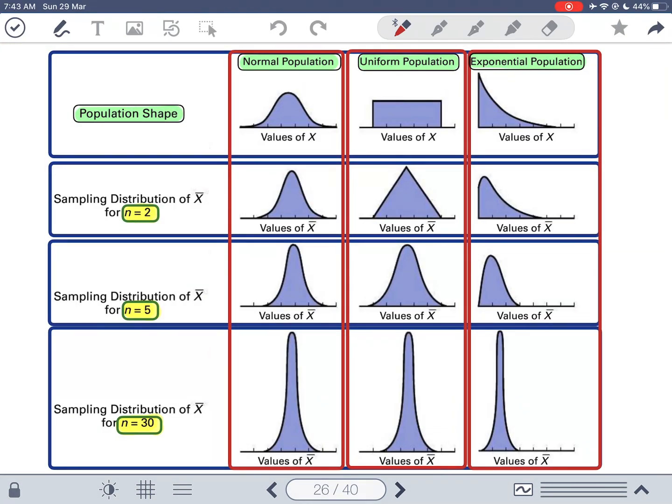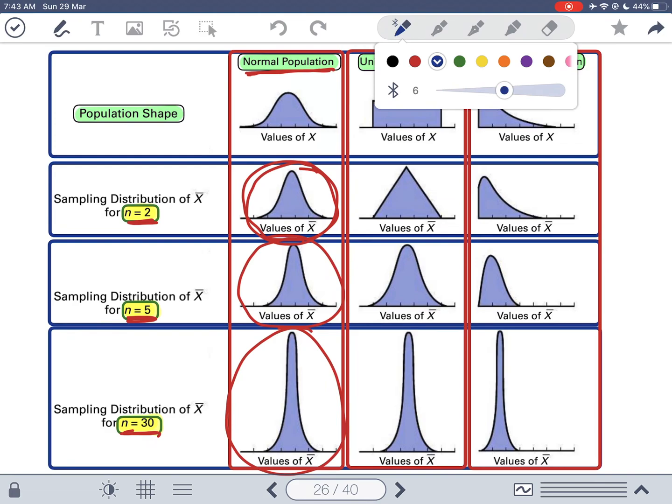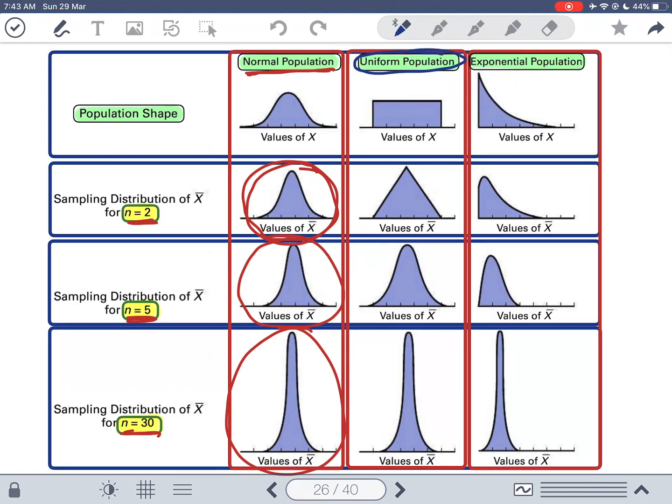Okay, and here, this picture, look at it and see. First we have the population shape. It's showing you something nice. If you start with a normal population, even if n is 2, you are getting normal. This is the sampling distribution here of the sample means. So if you take n equal 5, also normal. If you take 30, normal. This is nice. But if you start, for example, with a uniform population, then if you take n equal to 2, it will look like a triangular shape. N equal 5, it will start looking approximately normal, and n equal 30, this is where it's almost guaranteed.